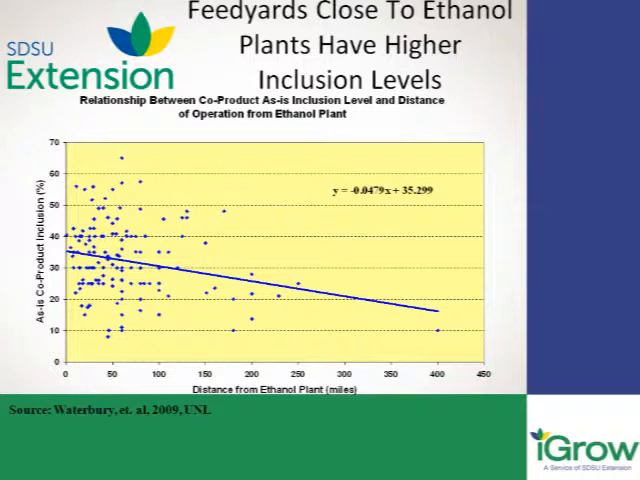The feed yards, for example, that are closest to ethanol plants tend to have a transportation advantage and can originate product into their feed yards cheaper, and as a result tend to put more of it in their rations than ones farther away. In fact, that's what this graph is showing from some work we did at the University of Nebraska-Lincoln a few years ago, showing that inverse relationship between distance from an ethanol plant and the inclusion in feed yard rations.